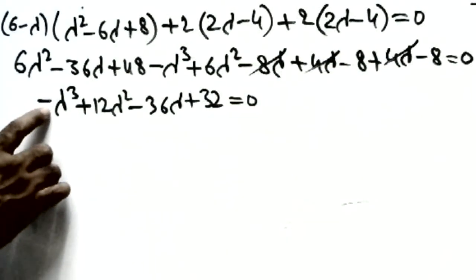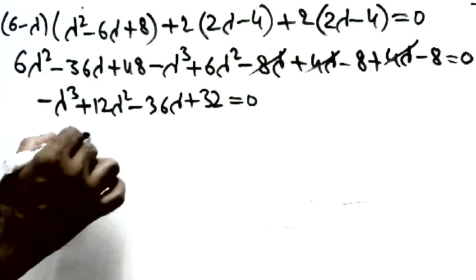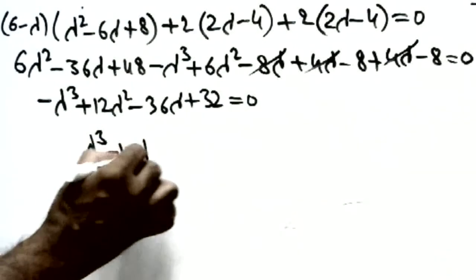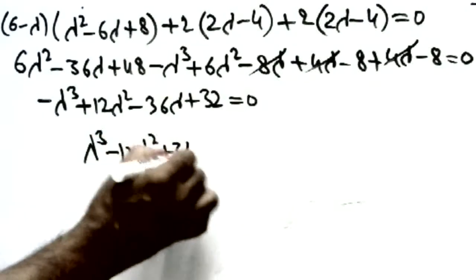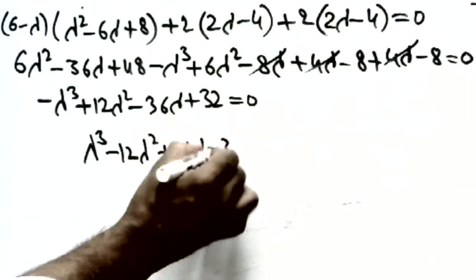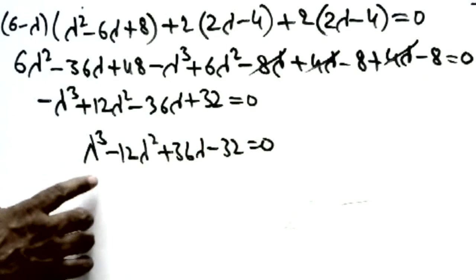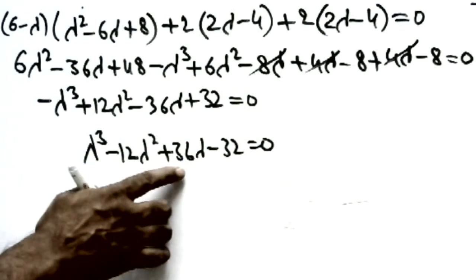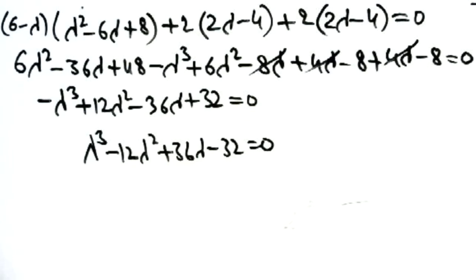Take minus common, since the first term should always be positive. If you take minus common, this minus will become plus, this plus will become minus, this minus will become plus, and this plus will become minus. This is the cubic equation: lambda cube minus 12 lambda square plus 36 lambda minus 32 equals 0. Let me take the values from the calculator.